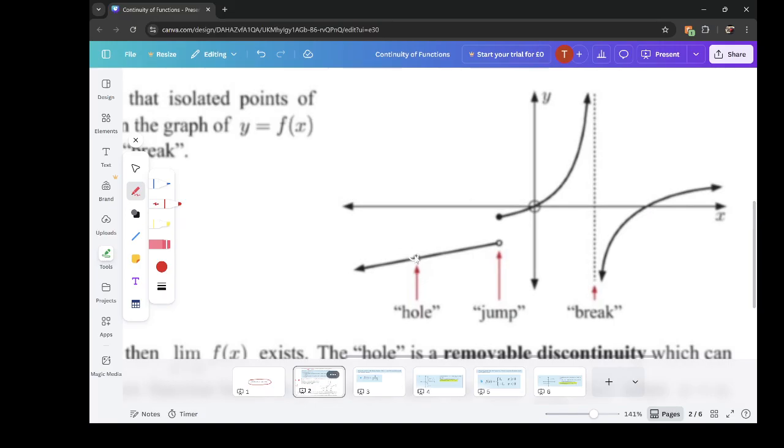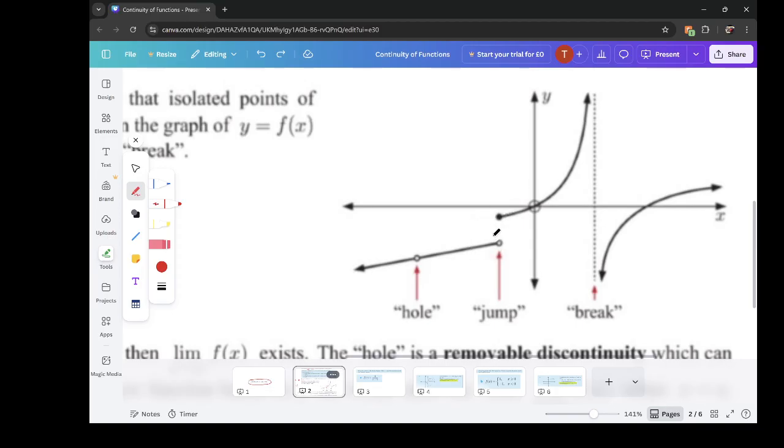So you have a hole, this hole, right? And this is called a jump. That means that this is still f of x, this is f of x, and this is also f of x, but there's a gap in between them. That is called a jump.